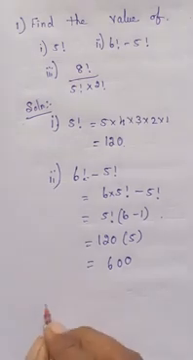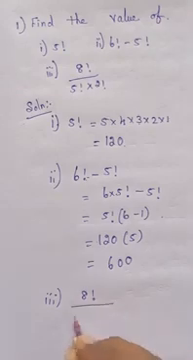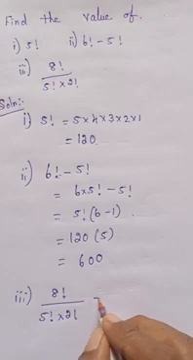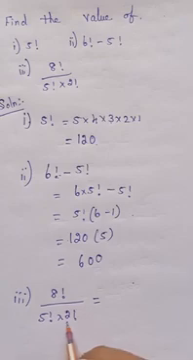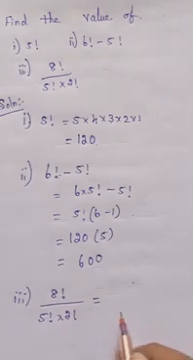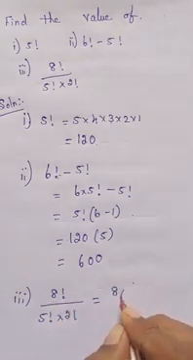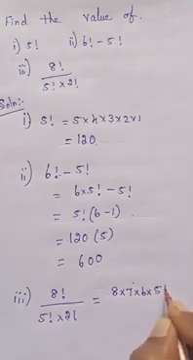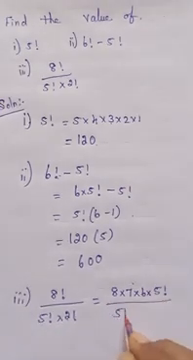The next, third subdivision: 8 factorial by 5 factorial into 2 factorial. This also you can do by finding 8 factorial, 5 factorial and 2 factorial separately, then simplifying and writing the answer. Or, I am writing 8 into 7 into 6 into, when it comes to 5, I write 5 factorial, because in the denominator we have one 5 factorial.